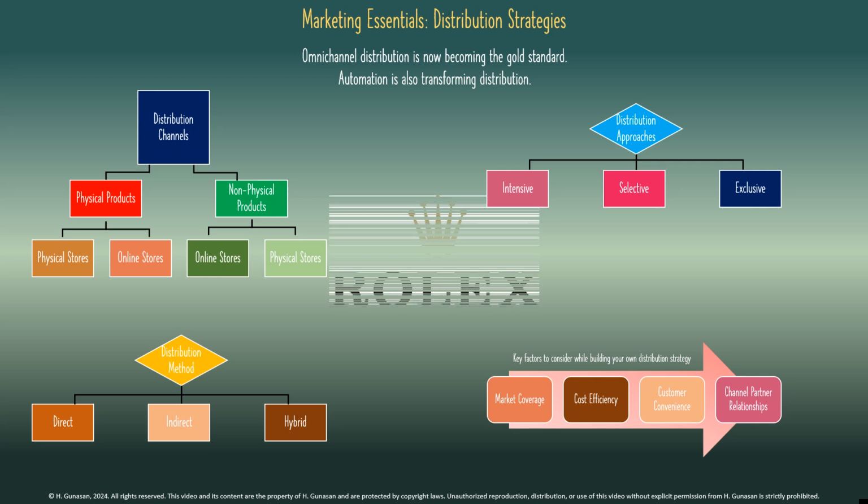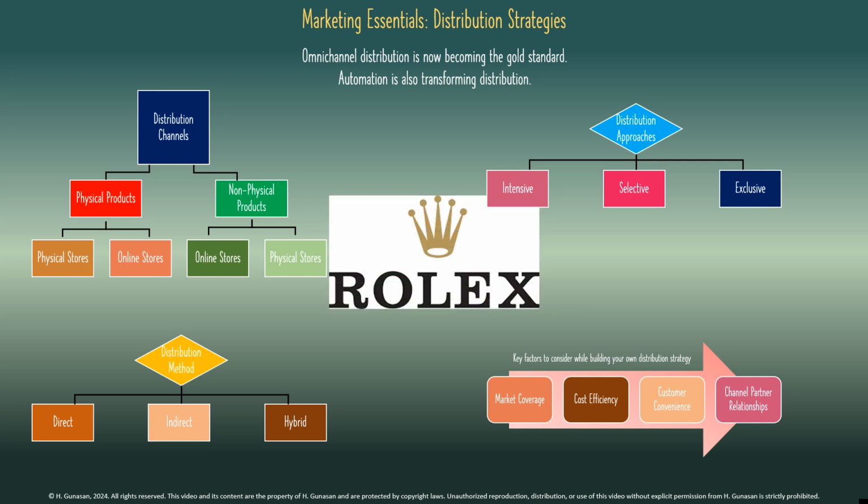Lastly, consider Rolex, which epitomizes exclusive distribution. Rolex watches are only sold in carefully selected retailers, ensuring that the brand remains synonymous with luxury and exclusivity. These brands demonstrate how the right distribution strategy can elevate your business and connect you with the right audience.